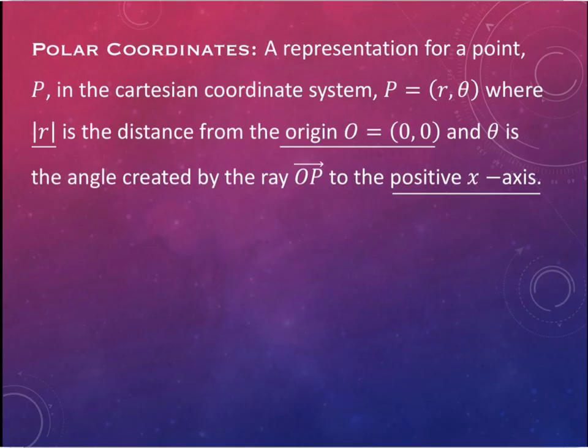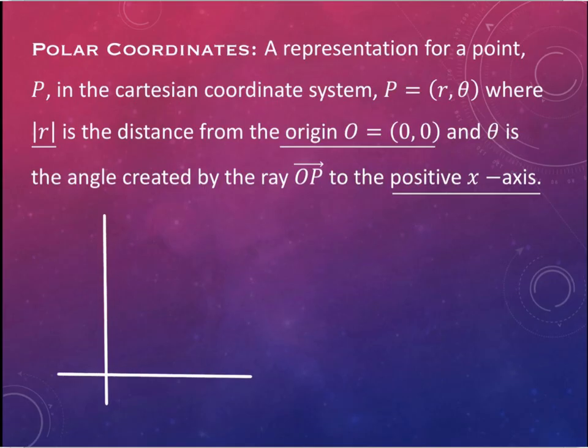So this is a representation for a point, P, in the Cartesian coordinate system. P is (r, theta), where the absolute value of r is the distance from the origin, and theta is the angle created by the ray OP to the positive x-axis. And a picture might be helpful, just to remind you that you really have seen this before.